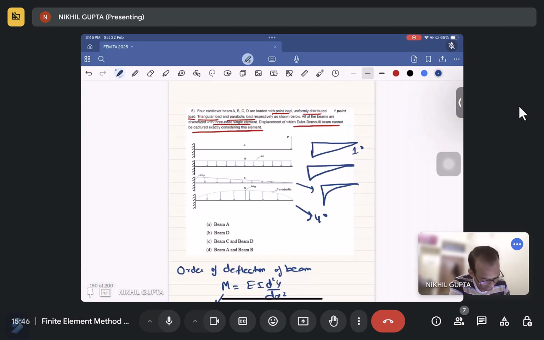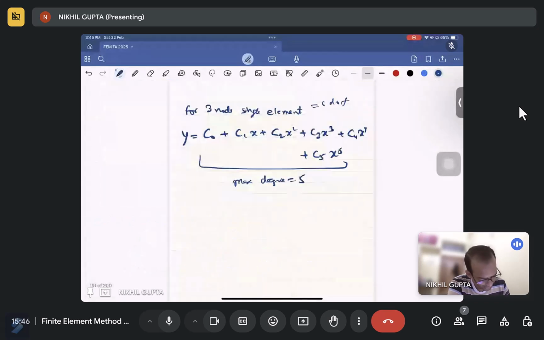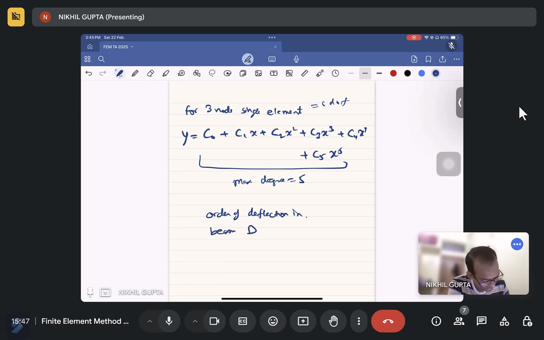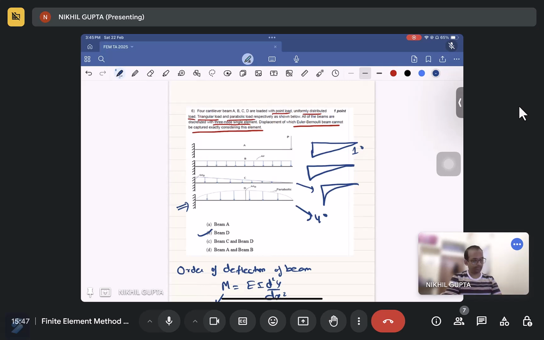Since in this part you require a 6 degree equation, beam D can't be solved by this. The order of deflection in beam D is greater than the maximum degree. So the answer is D part.